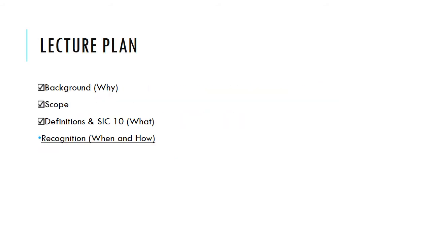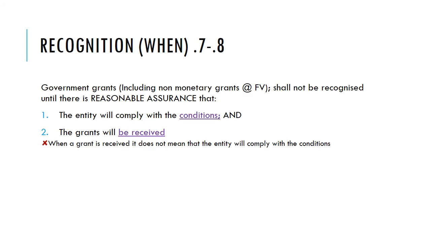Thus far, we've already looked at the background as well as the scope. And now in this video, we've looked at the definitions as well as SIG 10. And now we will be starting to look at the recognition criteria of government grants. The recognition criteria of government grants. So when do we recognize this grant?